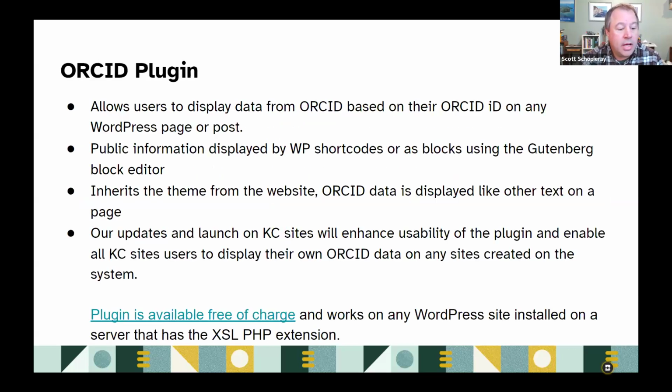But we have previously developed an ORCID plugin that works on WordPress. You can put it onto any individual or self-hosted WordPress site. It allows you to display your own ORCID information. It uses blocks in the Gutenberg editor, so you can pull it in. It's styled based on the style for your page, so you're looking at something that's fairly nice.